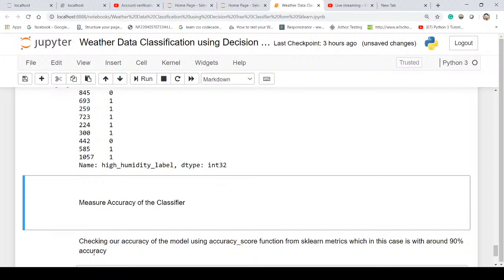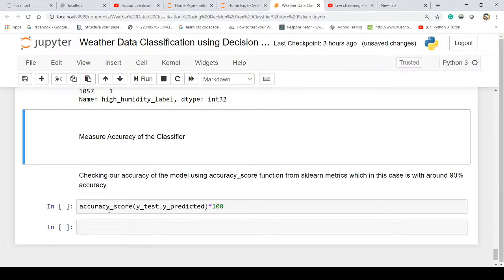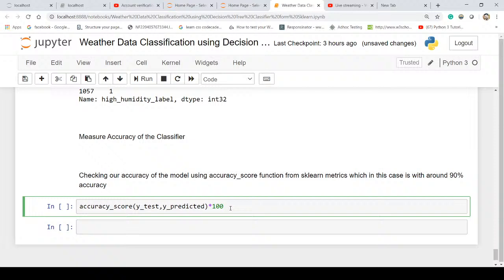And now, as I told you, we have the measure called accuracy. We measure the accuracy of the classifier, checking our accuracy of the model using accuracy score. There's a difference here: for accuracy we can specifically use our confusion matrix, and here also you can use your confusion matrix and find your accuracy if you want to look at the schema. But when I'm trying to find the accuracy score, I have to specifically use accuracy underscore score, y test, y predicted, multiplied by 100. Out of 100, how much accuracy do you get? Let's see, around 90%, which is pretty decent.